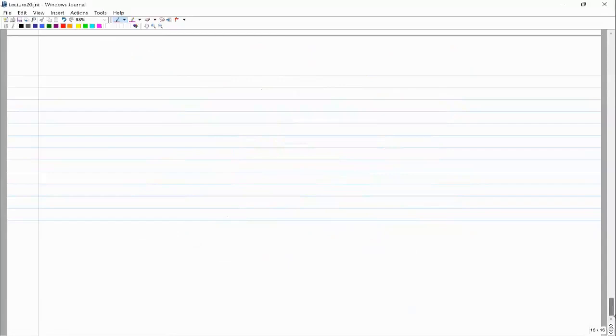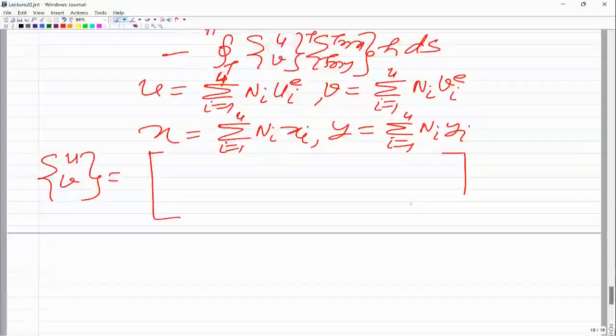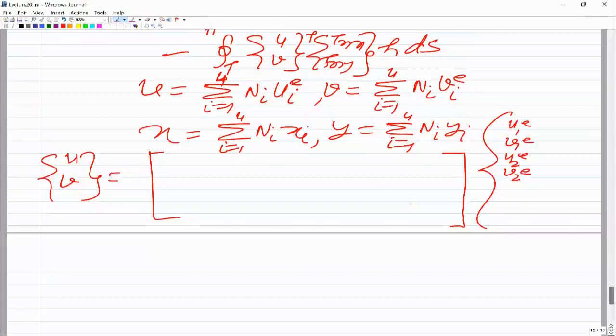Now what we need is the interpolation matrix H and the strain displacement matrix B to write the element level governing equations. So first we write U and V together. In the interpolation matrix, when we look at the degrees of freedom, we arrange the degrees of freedom as U1E, V1E, first both the degrees of freedom for node 1, then both for node 2, then both for node 3, then both for node 4. So these are the degrees of freedom.